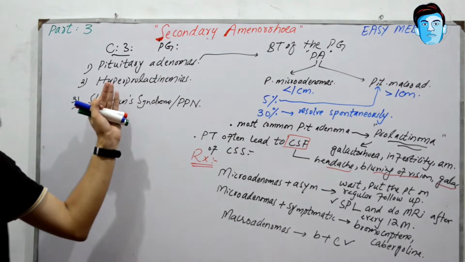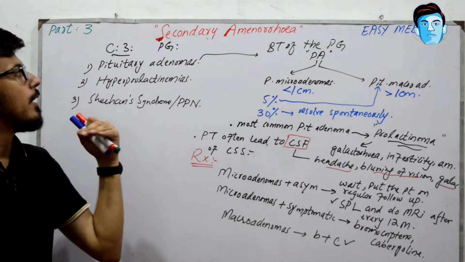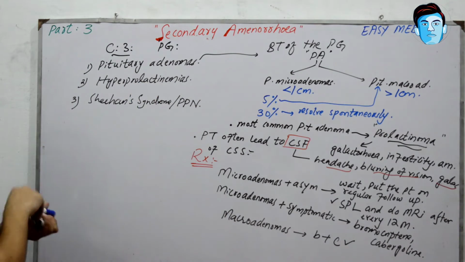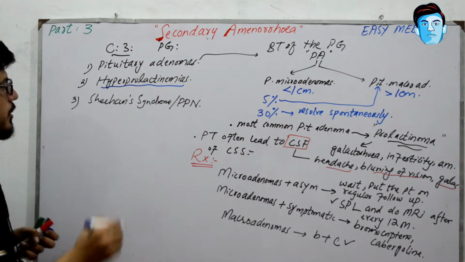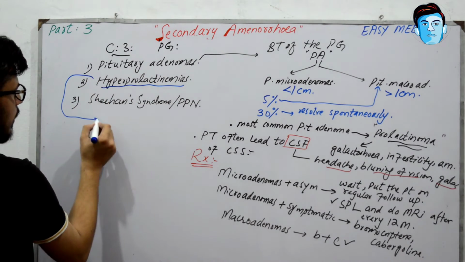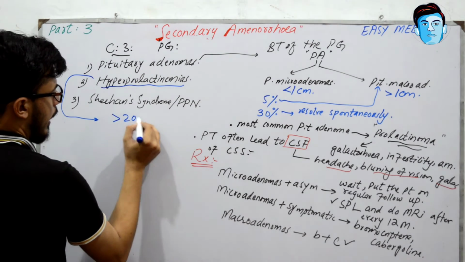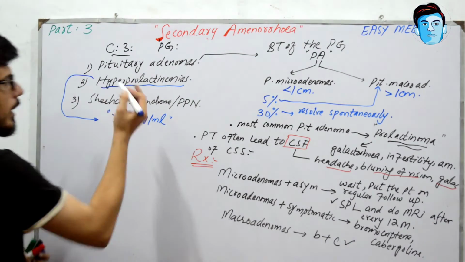Now what is hyperprolactinemia? Hyperprolactinemia is another important cause of secondary amenorrhea. In hyperprolactinemia, the serum prolactin level is elevated from the normal range. It is more than 20 ng per ml. And what are the causes of it?